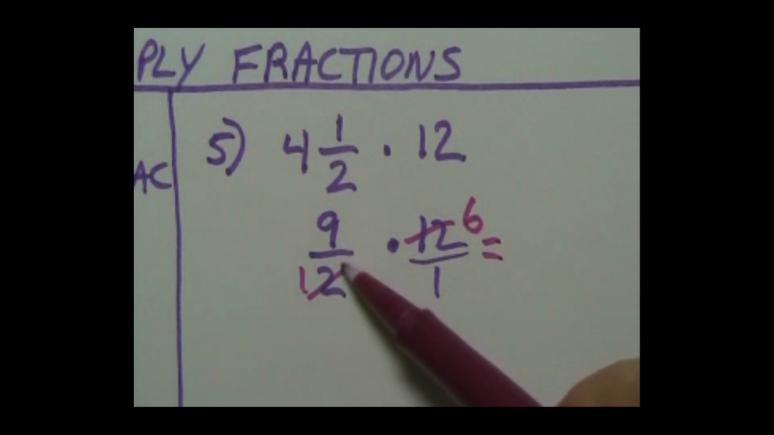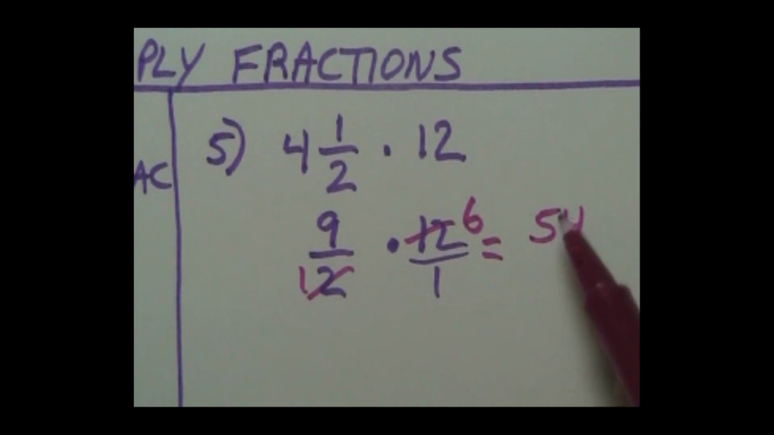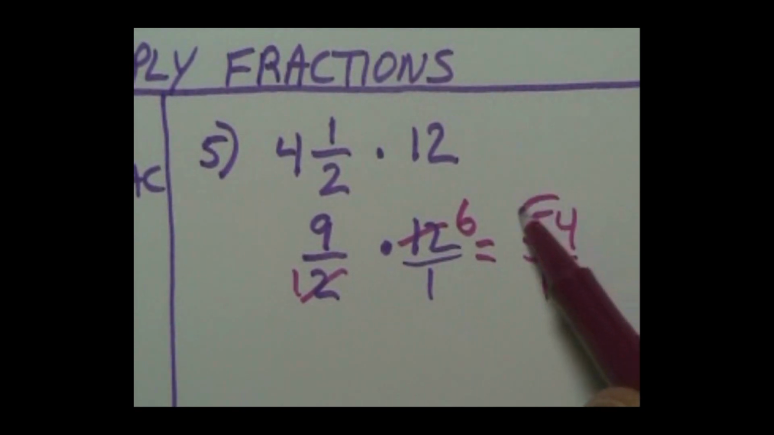So what do we have? On top we have 9 times 6, it's 54, and on the bottom 1 times 1. So it's just 54. 54 is our answer.